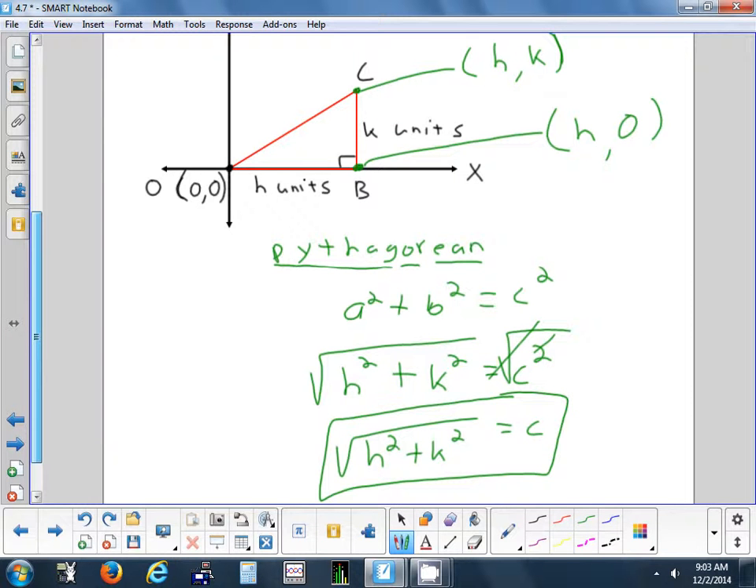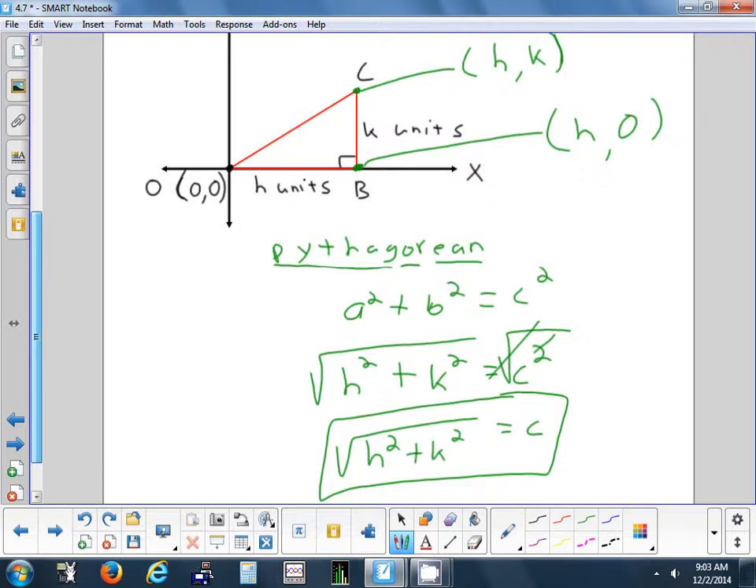Now, if you had a specific problem where somebody told you what h and k were, if you knew the coordinates of B and C exactly, all you'd have to do is use this formula to find the length of the hypotenuse. Square h, square k, add them up and take the square root. Okay, any questions on that one?